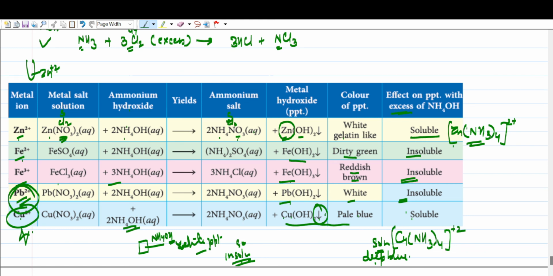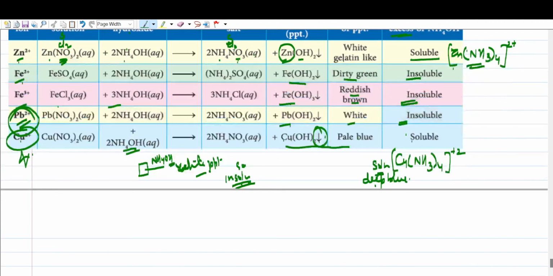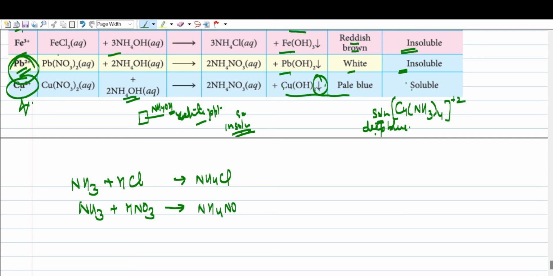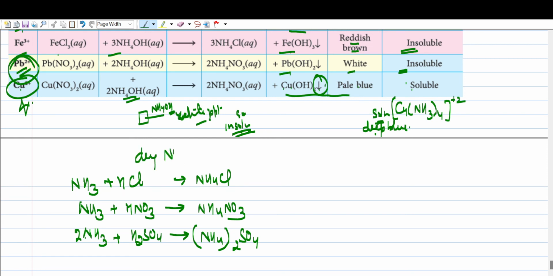Next and last, we talk about what happens when ammonia gas combines with acid. When ammonia gas combines with an acid like hydrochloric acid, it forms ammonium chloride. When ammonia combines with nitric acid, it forms the explosive ammonium nitrate. When it combines with sulfuric acid, it forms ammonium sulfate. Is this clear? Now, this is dry ammonia.